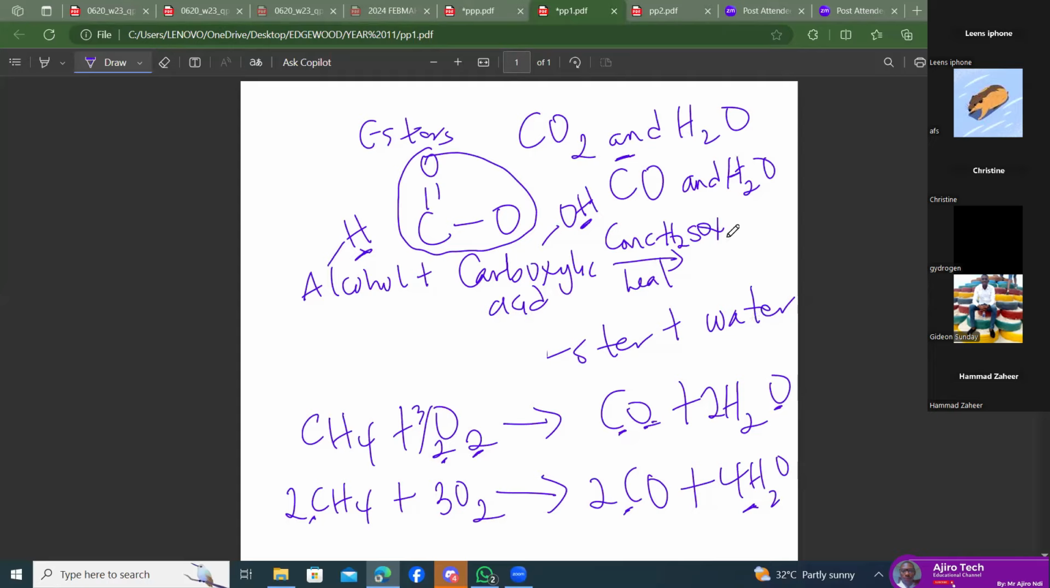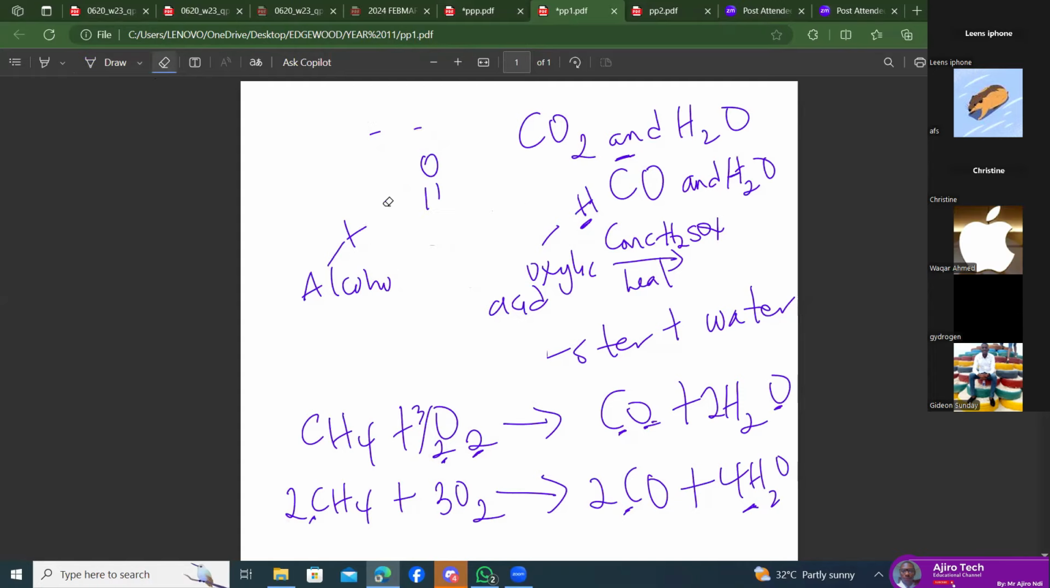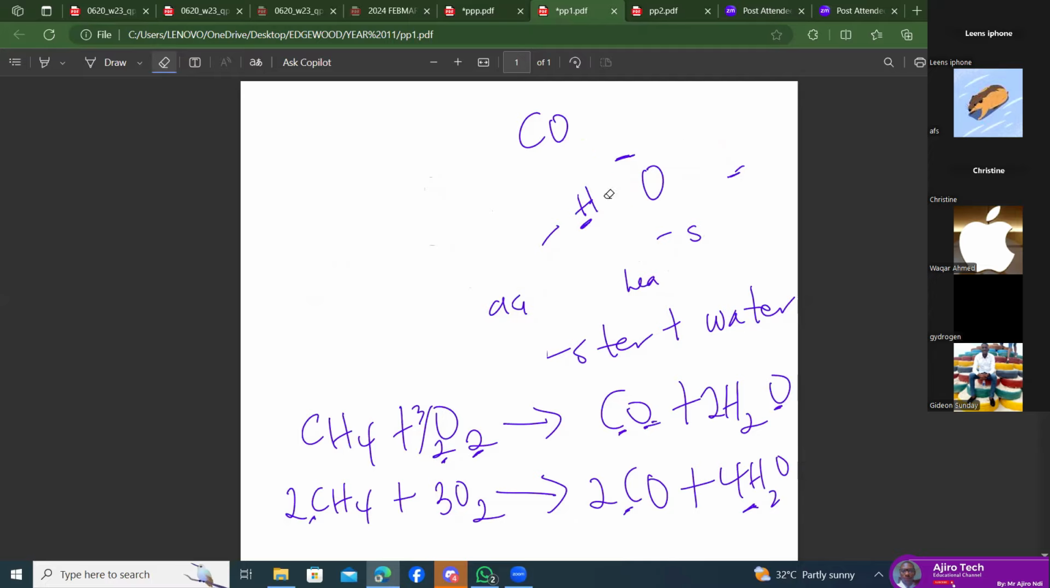For addition polymerization, remember that one product is formed, and that's what makes it an addition reaction. Any addition reaction forms a single product. So with addition reactions, we're majorly looking at an alkene undergoing addition reaction. I'm going to show you briefly how an alkene undergoes addition reaction and how we form the polymer. Remember that polymers are formed by the addition of several units of monomers.